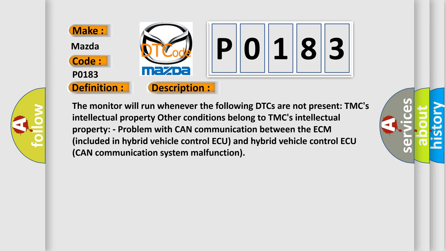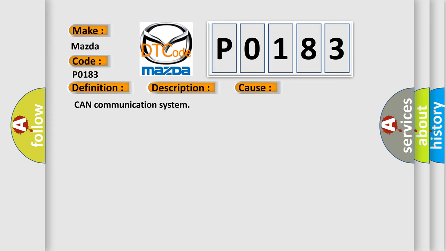The monitor will run whenever the following DTCs are not present: TMC's intellectual property. Other conditions belong to TMC's intellectual property. Problem with CAN communication between the ECM included in hybrid vehicle control AQ and hybrid vehicle control AQ. CAN communication system malfunction. This diagnostic error occurs most often in these cases: CAN communication system.